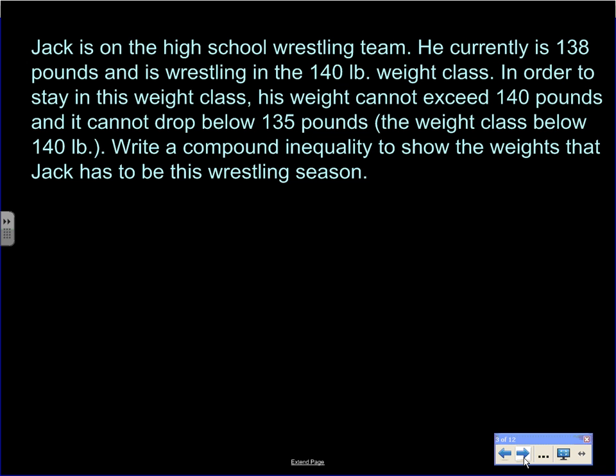Well, 138 pounds is less than 140, so he's able to wrestle in that 140-pound weight class. In order to stay in this weight class, his weight cannot exceed 140 pounds, and it cannot drop below 135 pounds. The weight class below 140 pounds is 135 pounds. So it looks like whatever state he's wrestling in, they have a 135-pound weight class, and then they have a 140-pound weight class. And Jack right now is in this one, and he wants to stay in this weight class.